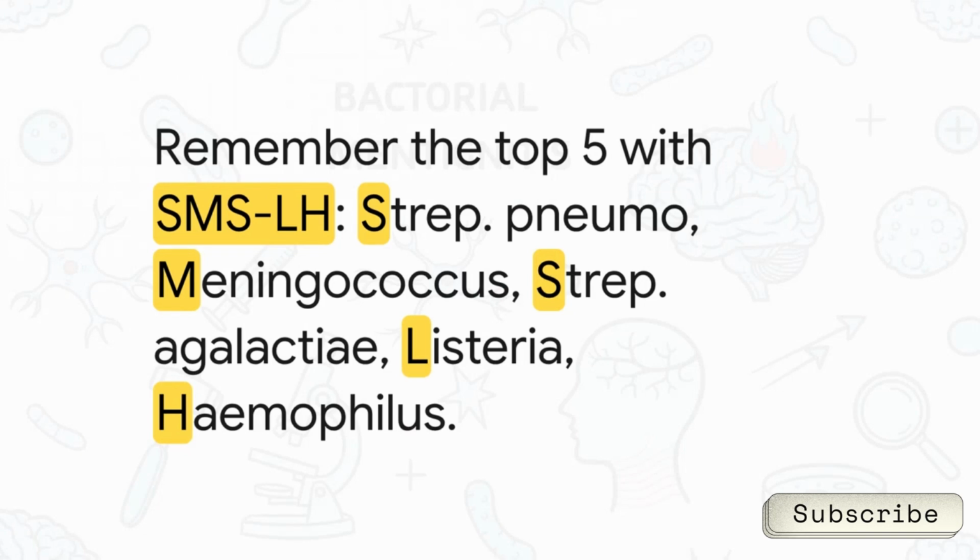And of course, we've got a mnemonic to make this easy. Just remember SMSLH. That's S for strep pneumonia, M for meningococcus, S for strep agalactiae, L for listeria, and H for haemophilus. SMSLH. Super simple. Just lock that into your brain.